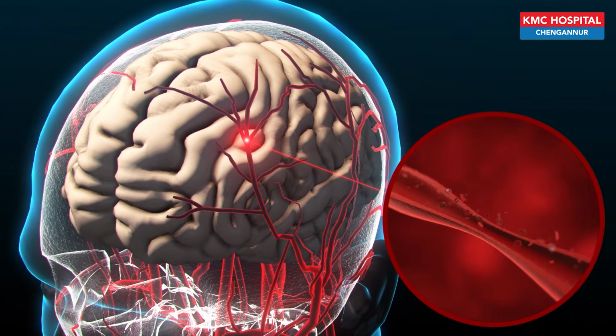there is no need to cut or do anything. We can go through a small needle and catheters from the hand or leg into the blocked artery in the brain, and using special devices we can remove the clot, so that brain blood flow is restored and function is also restored.